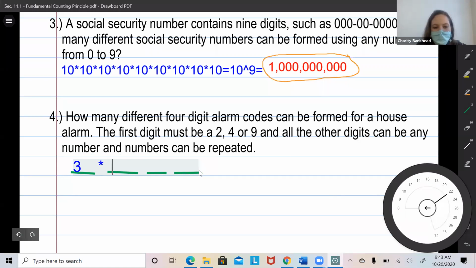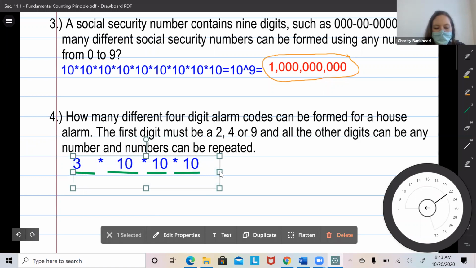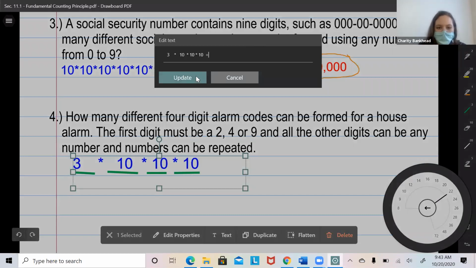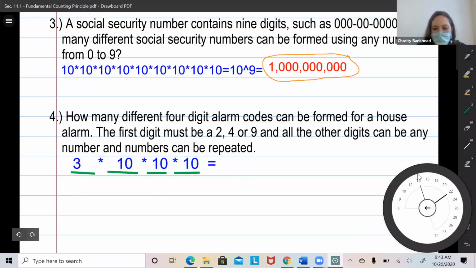And then for the rest of the digits, it can be anything. So there's 10 options for each one of those. Just multiply all those together. That's like 3,000.